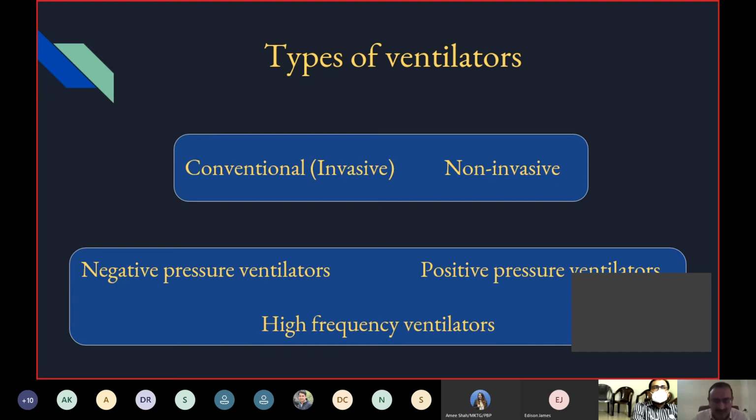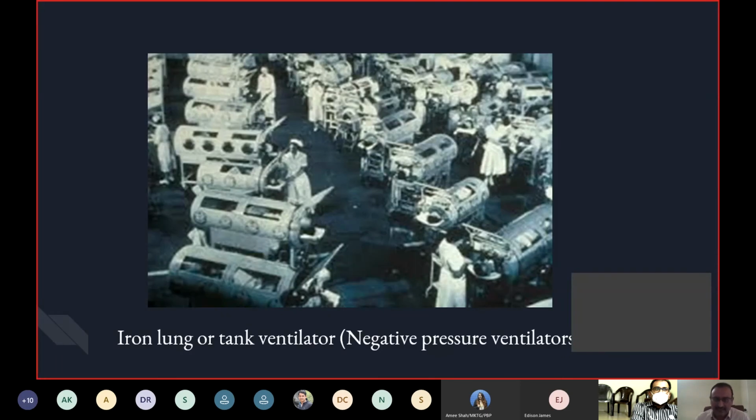Now, a different classification is negative pressure ventilators, positive pressure ventilators, and high frequency ventilators. Nowadays, it is positive pressure ventilators almost everywhere, so our talk is going to be centered around that group. But what is a negative pressure ventilator? It was probably in the 1930s and 40s, when polio was rampant, causing muscle paralysis. Lots of patients were paralyzed and had respiratory muscle weakness, so they were kept in a ventilator.